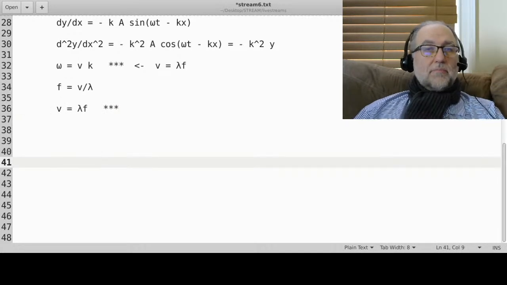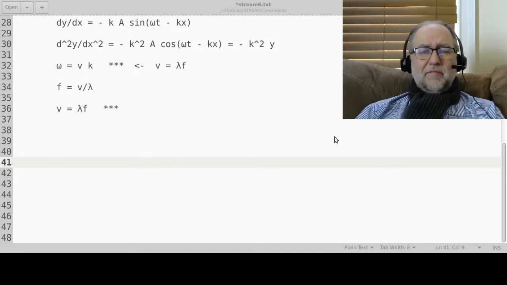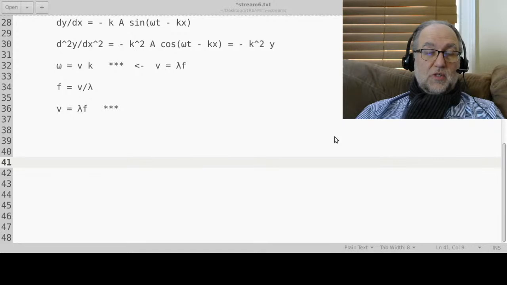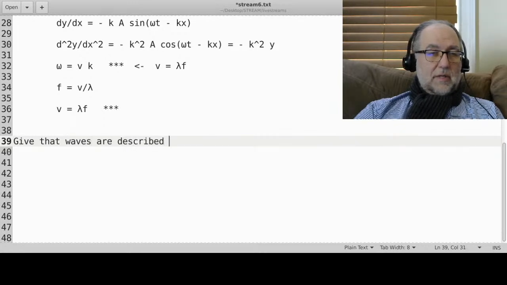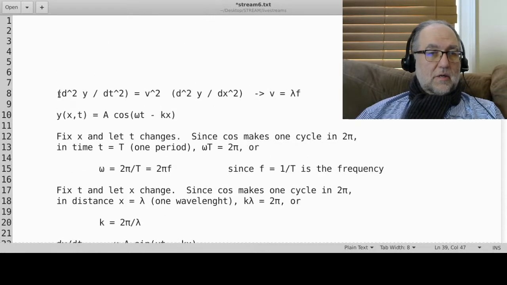So not a very long video, but I did go over this stuff before, and I just wanted to add this little extra addendum to make sure that you're very clear on the kinds of questions that I could ask. So maybe just one last thing, and then I could say something like this: given that the waves are described by the equation this.